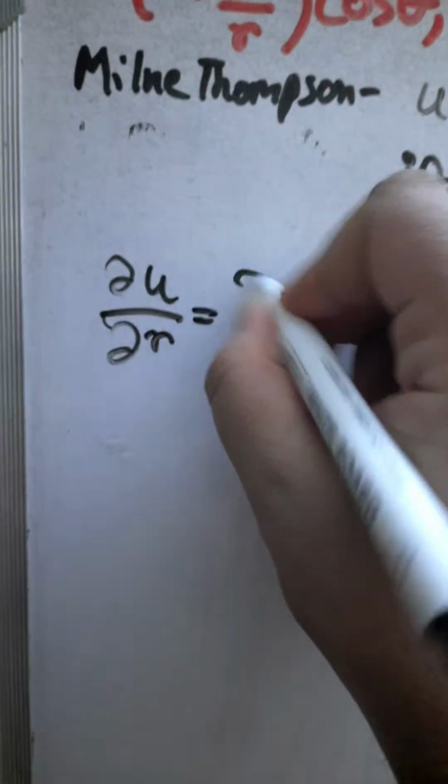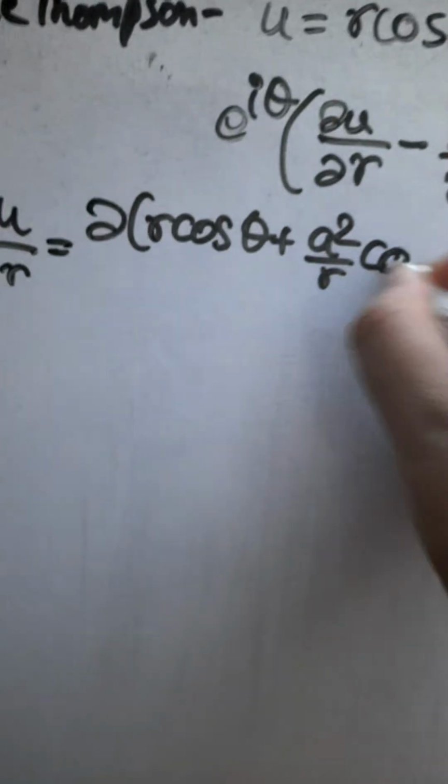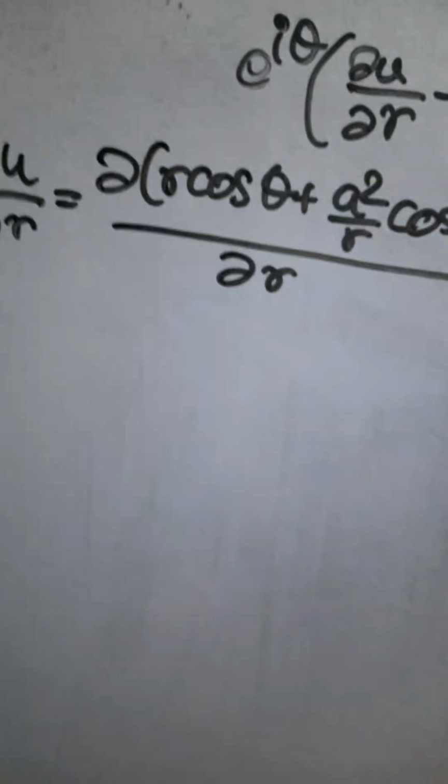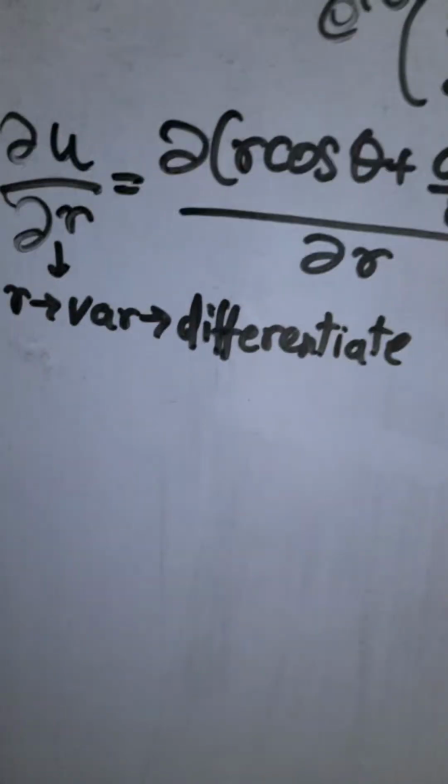So I take del u by del r, which is equal to del of whole bracket r cos theta plus a square by r cos theta, divided by the whole derivative with respect to r. So what does with respect to r mean? r is the only variable which we are gonna differentiate, right? So r is the only variable we are gonna differentiate.